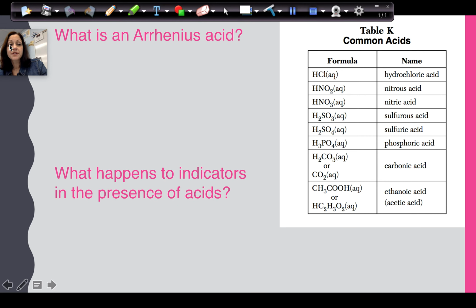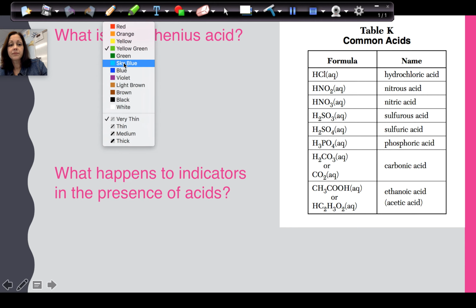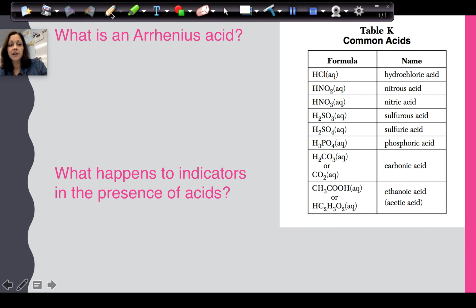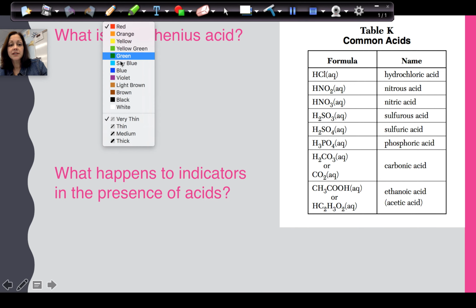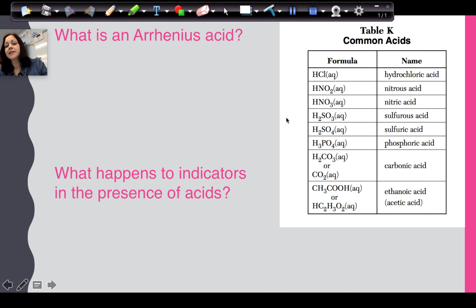We also have some common acids on table K. This is just a list of some common acids, and what we're going to notice is that for most of these acids, the first letter in the formula is going to be an H. The other possible format that you're going to see for something to be an acid is that the last four letters will be COOH, and that's an organic acid. So something that has C's and H's in the front and then ends in COOH is also an acid.